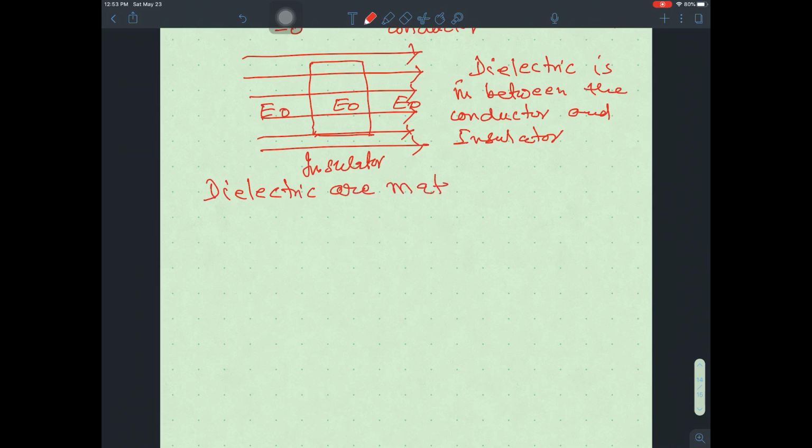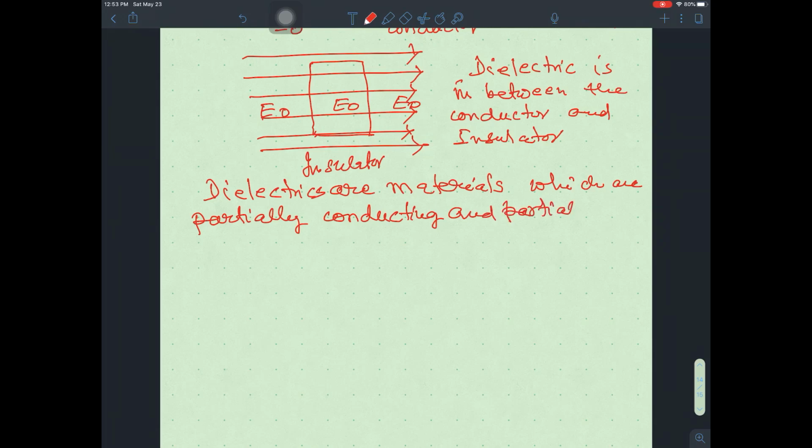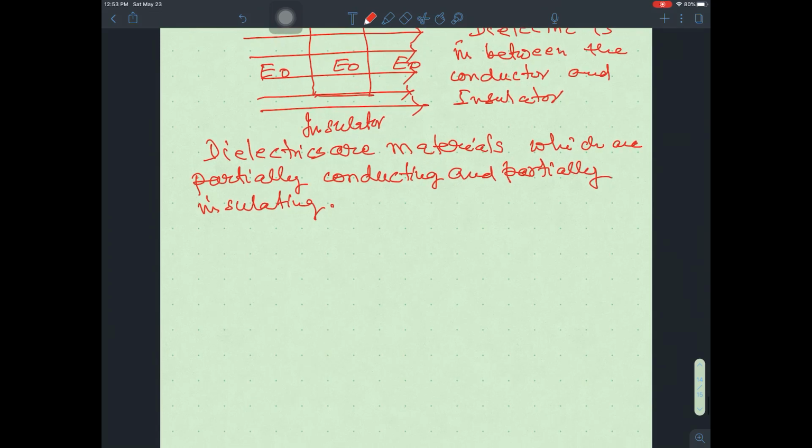Dielectrics are materials which are partially conducting and partially insulating. Such materials are dielectric material.